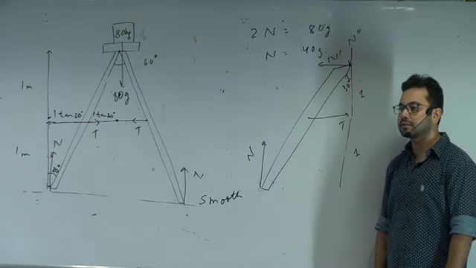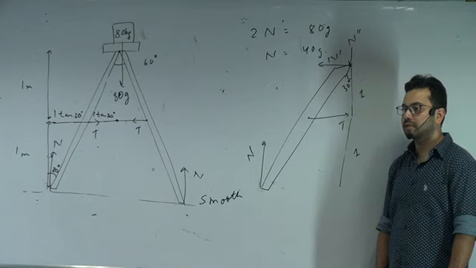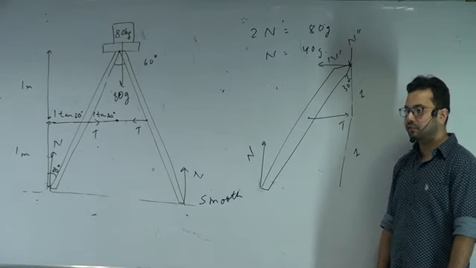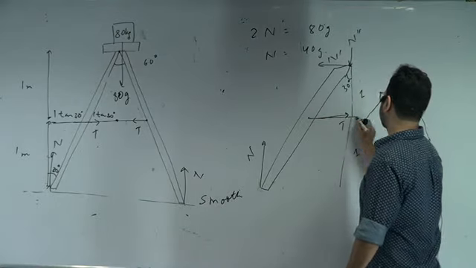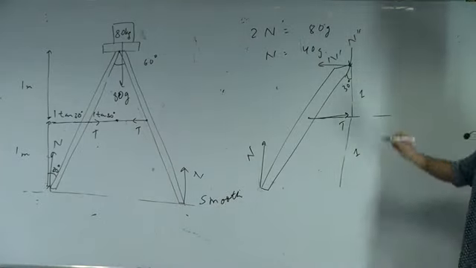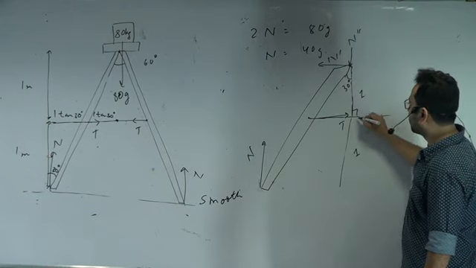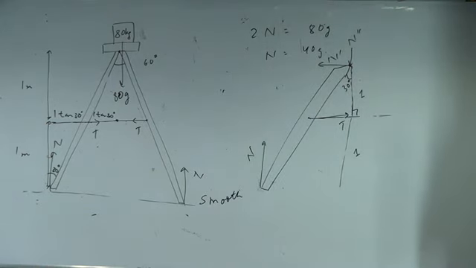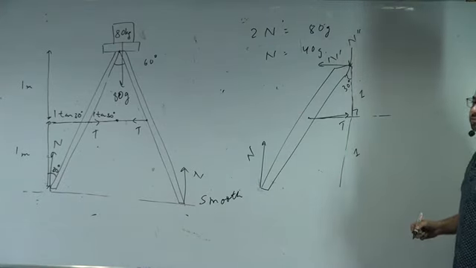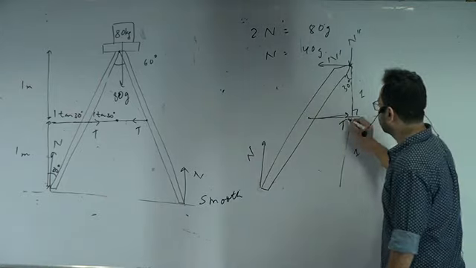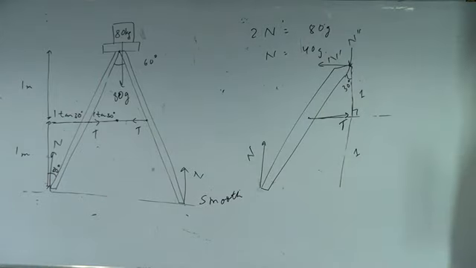How do you write the torque equation? Extend the line of action of force. This is tension. Extend the line of action of force. Drop a perpendicular. So how much is the moment arm? 1. So what will be the torque? Tension is T. Torque would be? 1 into sine 30 degree.